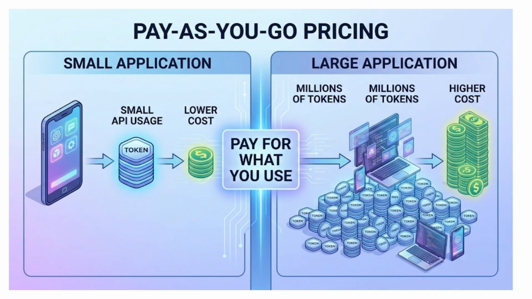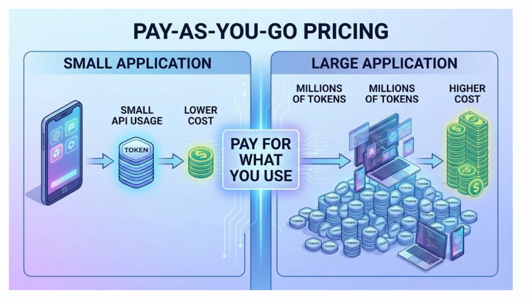Many LLM APIs use a pay-as-you-go pricing model. This simply means you pay based on how much you use the API. For example, imagine you have a small application. It sends only a small number of API requests and processes a relatively small number of tokens. Because the usage is low, the overall cost is also lower.